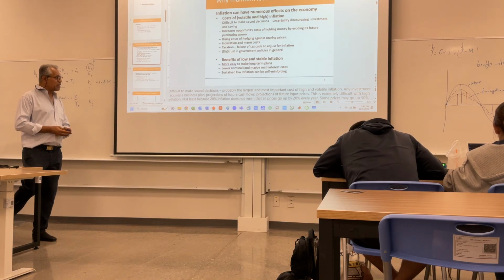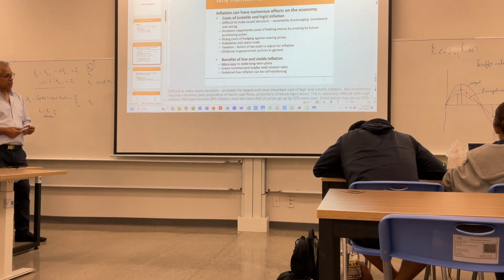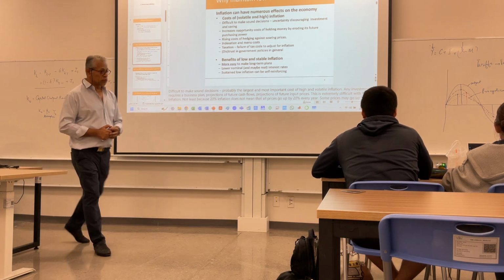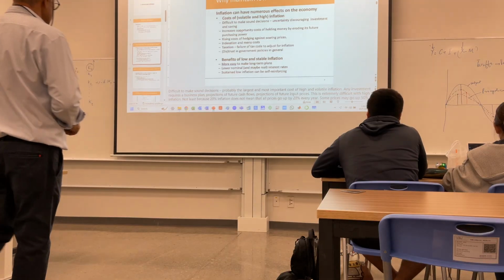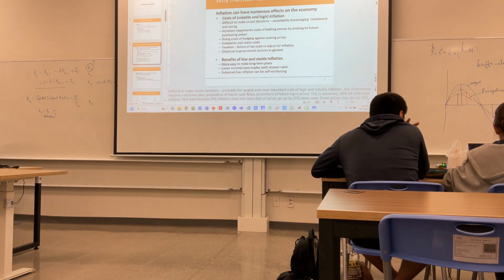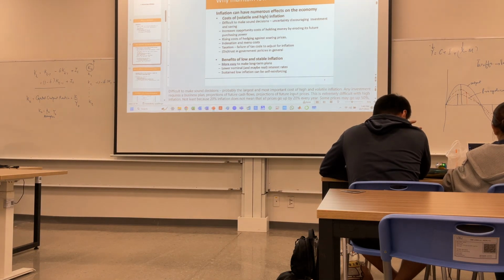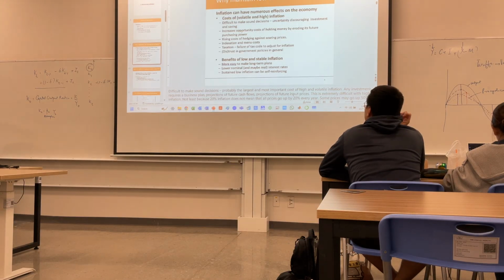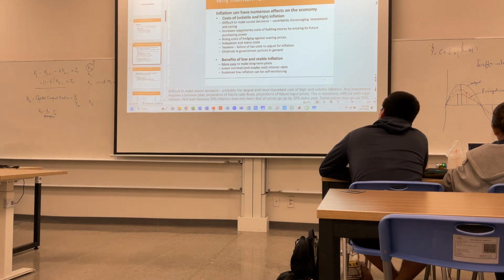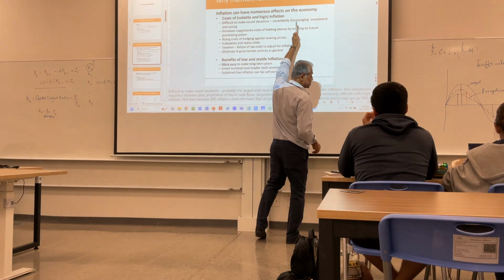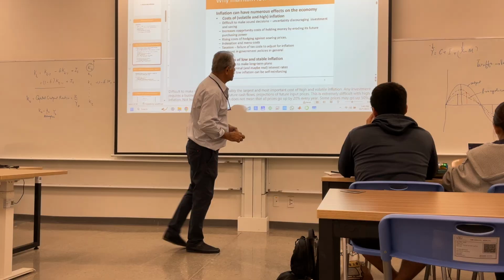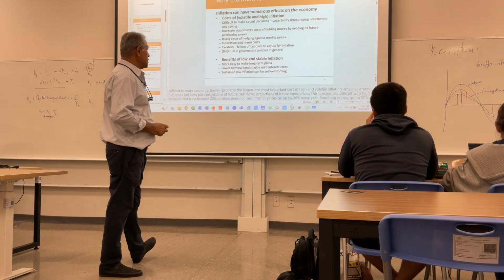Why do we want to maintain low and stable inflation? Because inflation works on the economy through many, many channels. Typically when inflation is high, it also tends to be volatile. It changes a lot. And if prices are changing a lot, it becomes hard to make consumption, saving and investment decisions, and that uncertainty can bring down the level of activity in the economy.